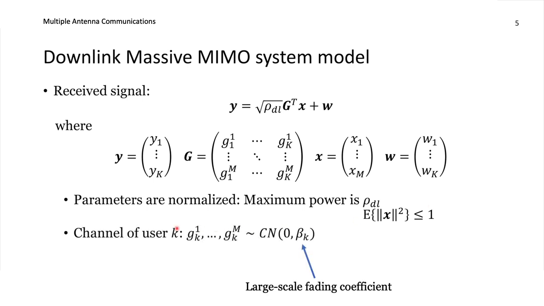And the channel of user k was contained in this kth column here, g_k1 to g_kM, and they are independent of each other, and we have a complex Gaussian distribution. Beta_k is still the large-scale fading coefficient. So this is the same channel model as we were considering before. IID Rayleigh fading for each of the users, but different large-scale fading coefficients. And we have normalized noise, so the w vector here is complex Gaussian. We have an identity matrix of size K as the covariance matrix.